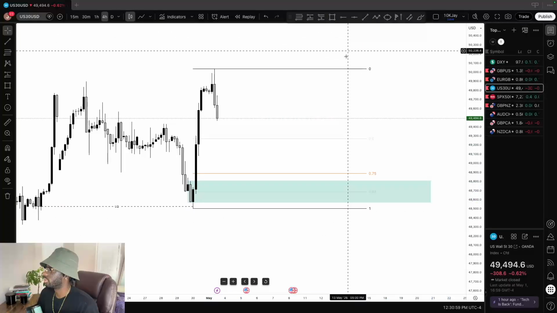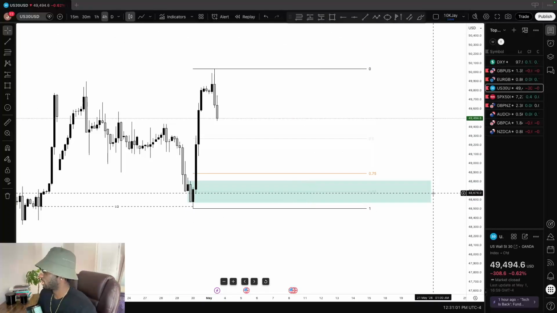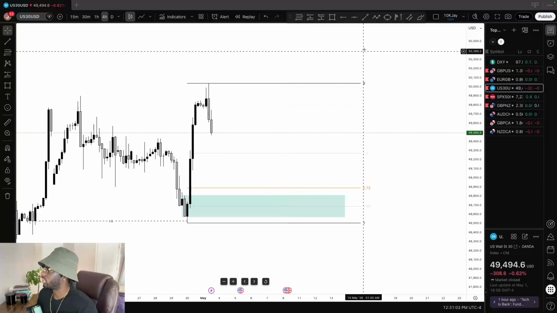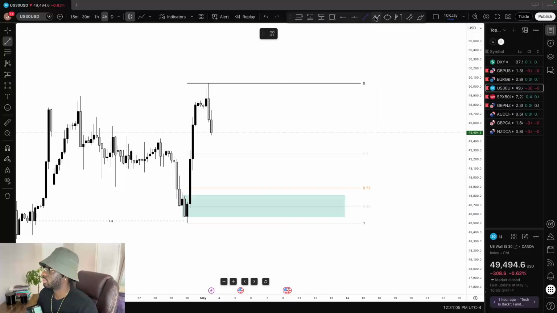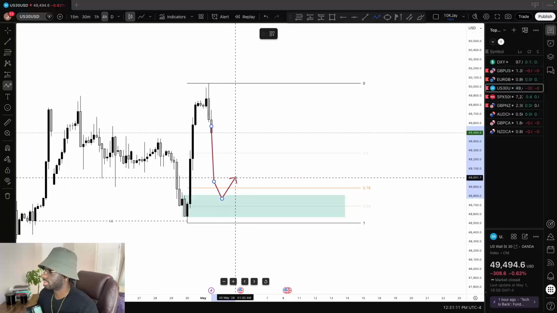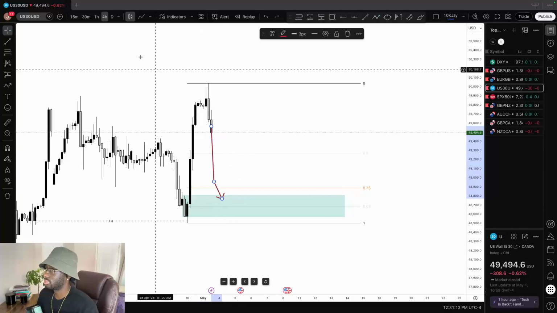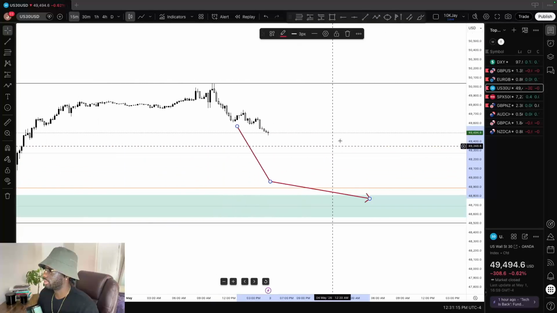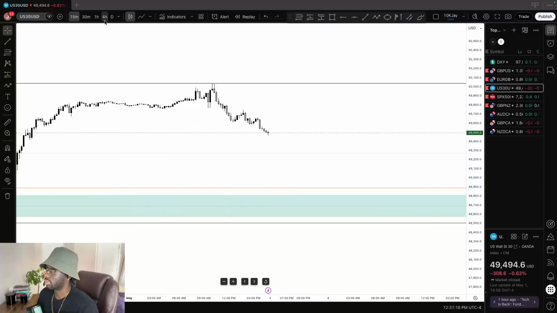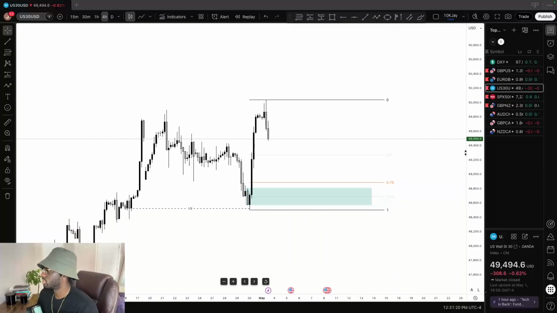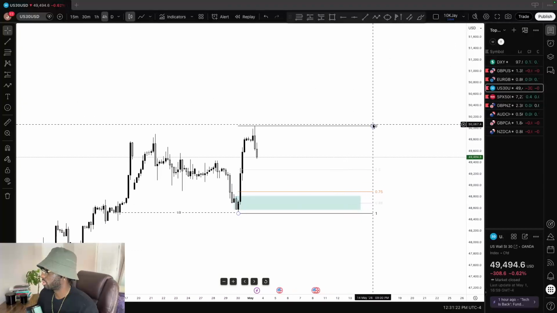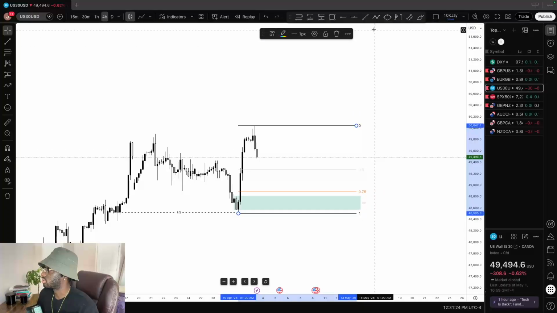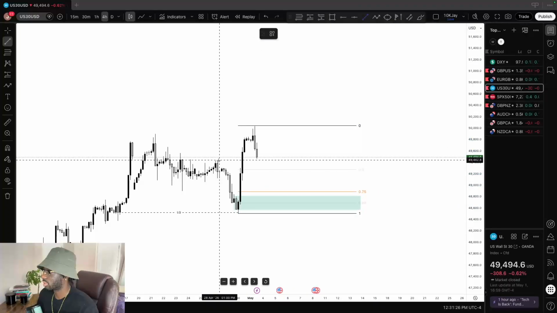I would wait for a tap into the 4-hour order block. And as soon as I get that tap, switch to a 15-minute time frame and find a 15-minute order block and do the same thing. So I'll just be more careful with US30. I would confirm my entry first, but solid setup.